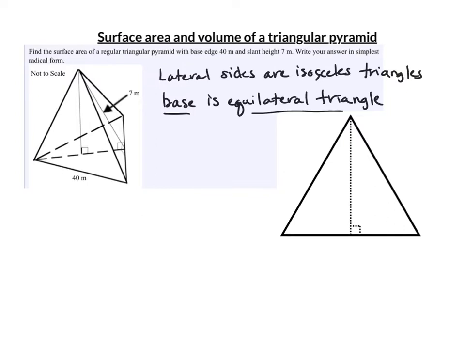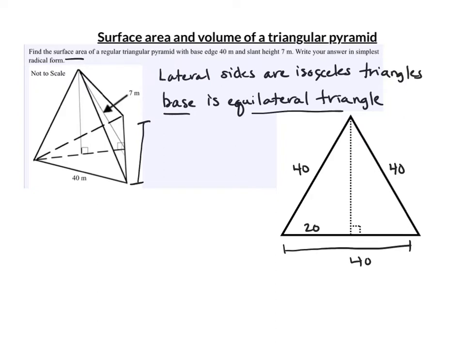So if we're going to find the surface area of this pyramid, we need to first of all find the area of the base. We'll notice that each side of the base is 40. So here we have it. This is 40. This is 40. And this is 40, making this 20.